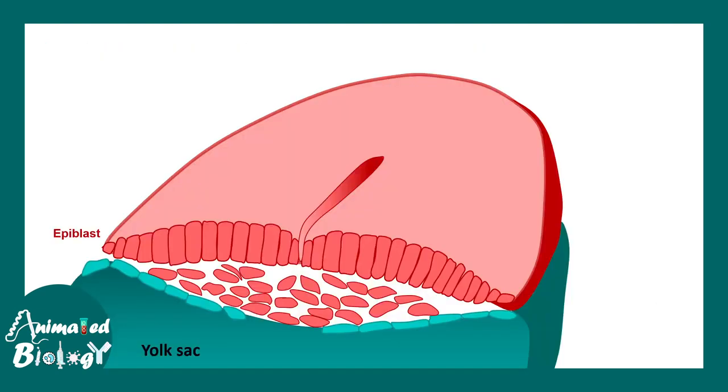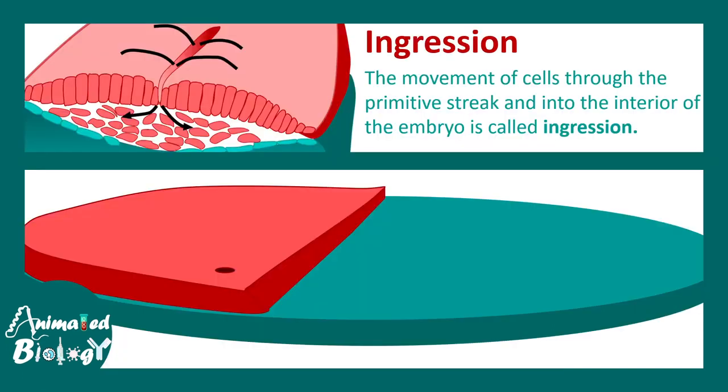In a cross section, you can see the cellular movement with the help of the arrows. You can see the cells are moving through the primitive streak, going down and moving away from the primitive streak. This is even better visualized in this kind of graphic.